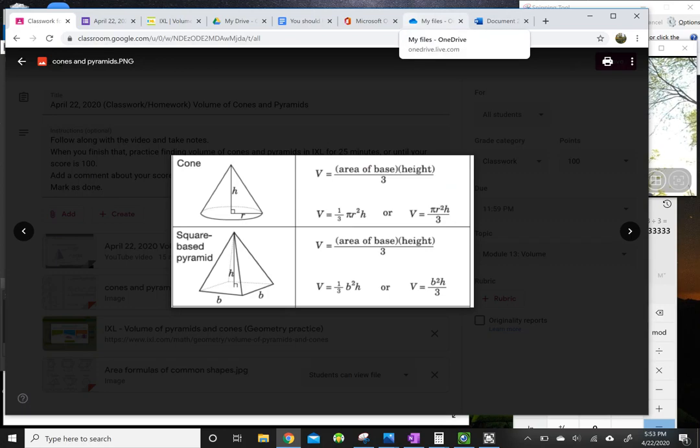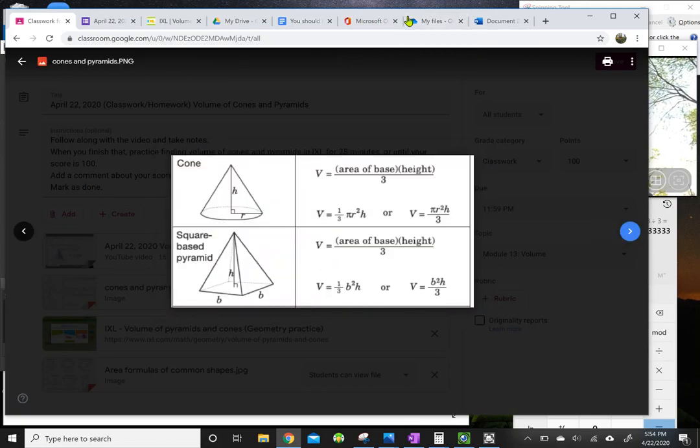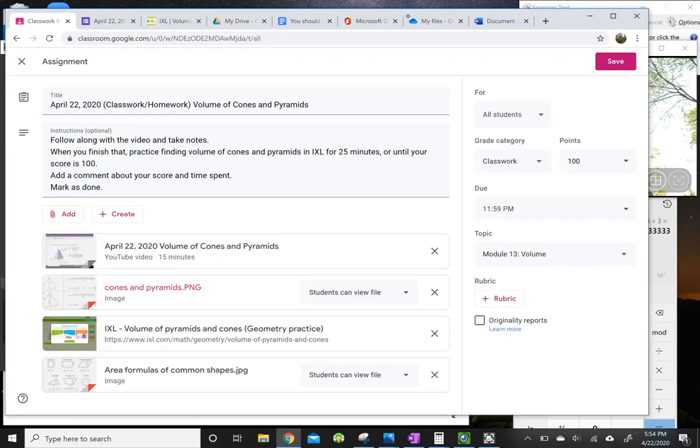Here are the formulas for cones and pyramids, and here's the YouTube video explaining how to find volume of cones and pyramids. And here are the formulas for all the different shapes, right? If it was a triangular pyramid, you had to find the area of the base and multiply by the height of the triangle. Okay, so these are your resources. Make sure you're using these.